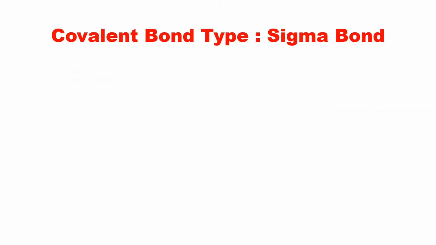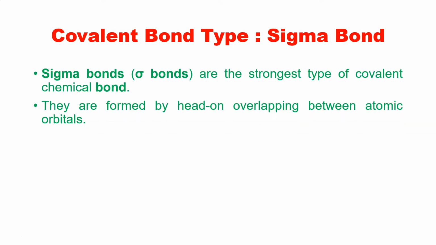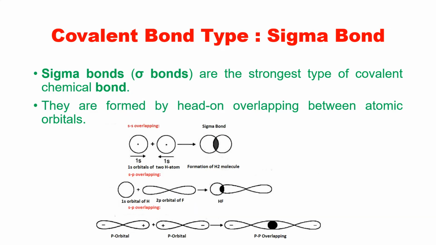There are two kinds of covalent bond. One is the sigma bond. Sigma bonds are the strongest type of covalent bond, and they are formed by head-on overlapping between two atomic orbitals. For example, there are four kinds of orbitals: s, p, d and f. Out of that, we will see examples of s and p.